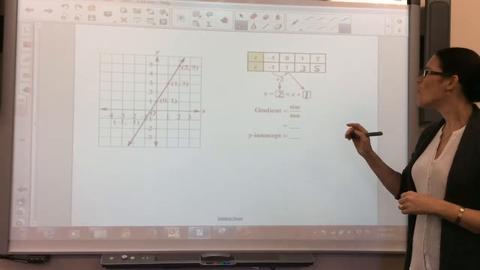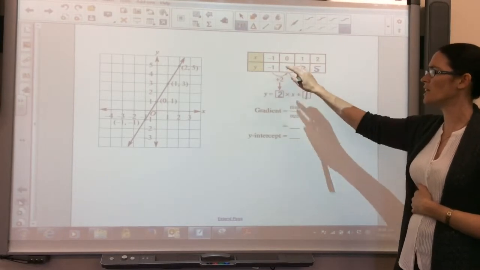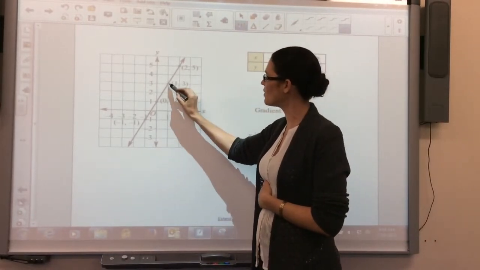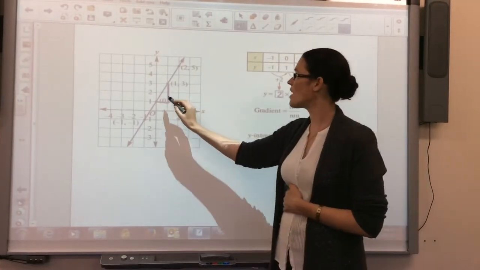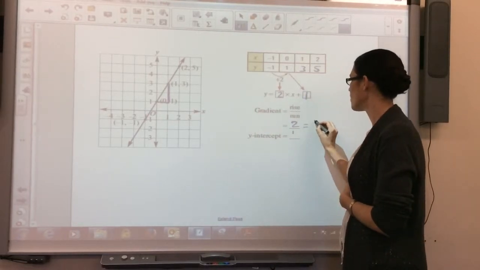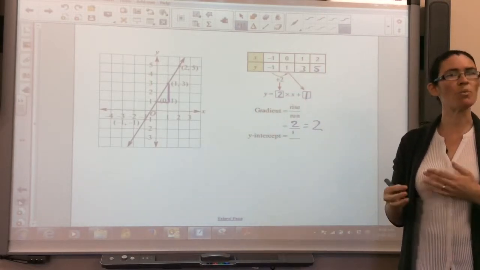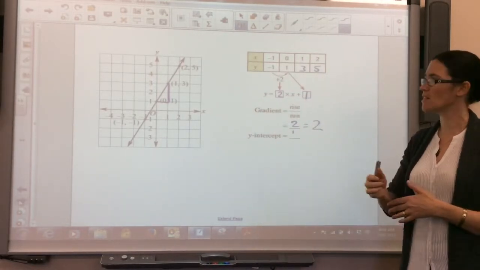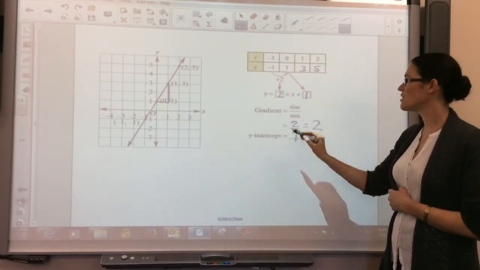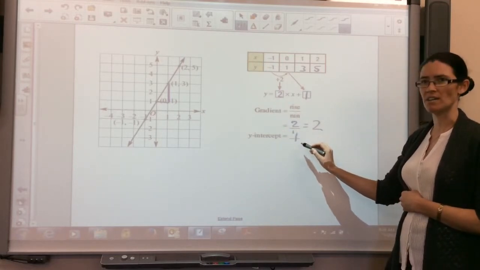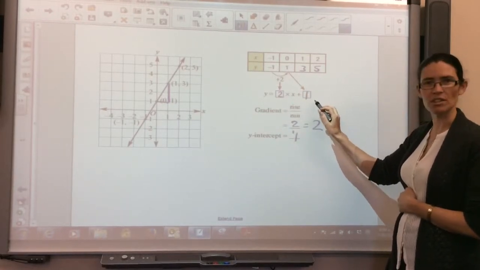Okay. What we also know how to do is gradient, which is rise over run. So if we drew these on here, we could see that if we create a little triangle here, we have a rise of 2 and a run of 1, giving me a gradient of 2. And if we look at the picture, remember we talked about the y-intercept, which is where our line intercepts the y-axis. So looking at our picture, we intercept the y-axis at 1. Okay, so we have a gradient of 2 and a y-intercept of 1. In our rule, we have a coefficient of 2 and a constant of 1.